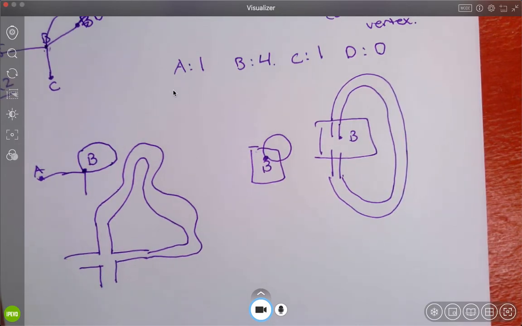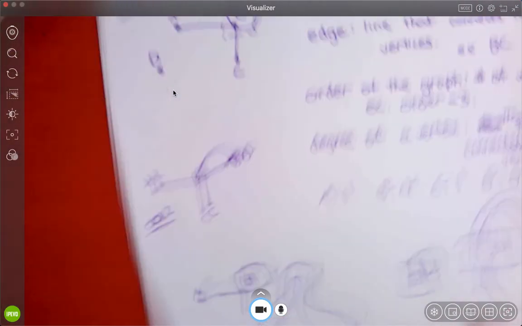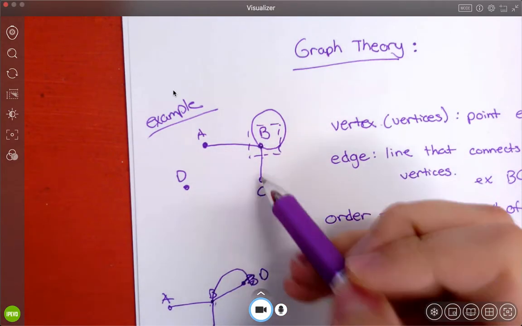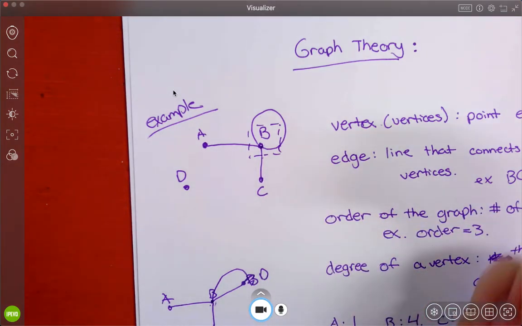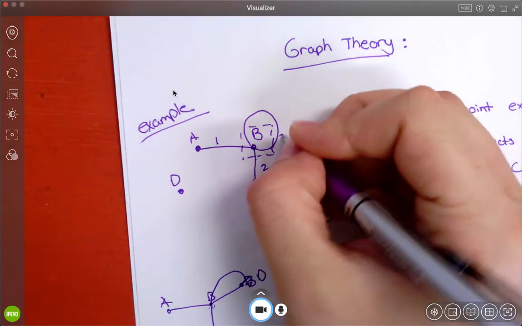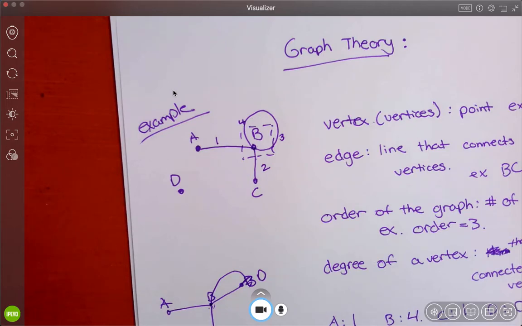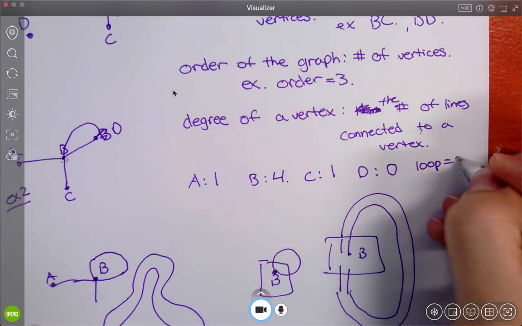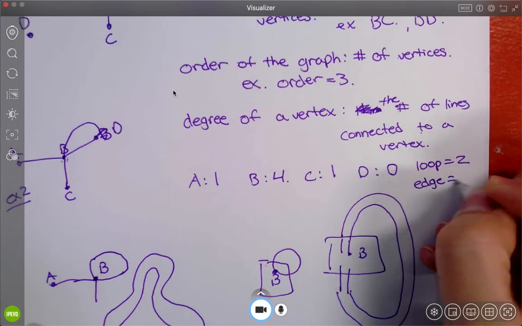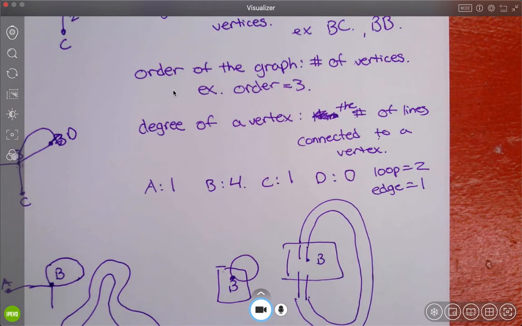If you can't remember that, just remember if there's a loop, then there are 2 degrees. If there's a straight line, it's 1 degree per straight line. If there's a loop, it's 2. So here, in this top one, there's 1 straight line, that's 1 point, 1 straight line, that's 2 points, with a loop, that's 2 points, so 4. If you want to count, 1, 2, 3, 4. So I'll add that in here. Loop is equal to 2. Edge is equal to 1. And we're going to do more examples.